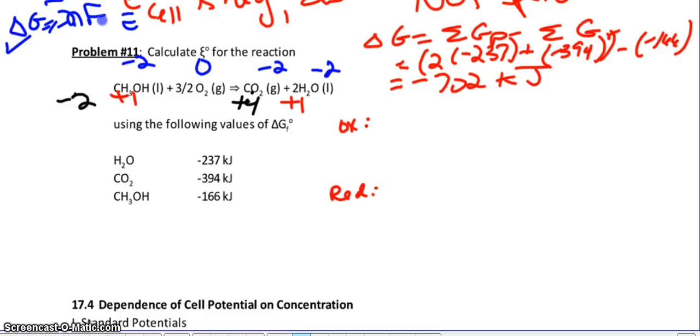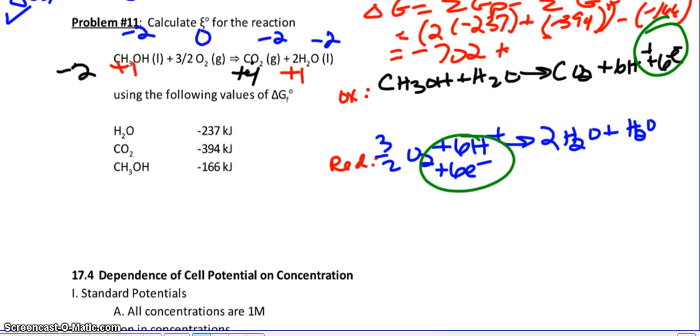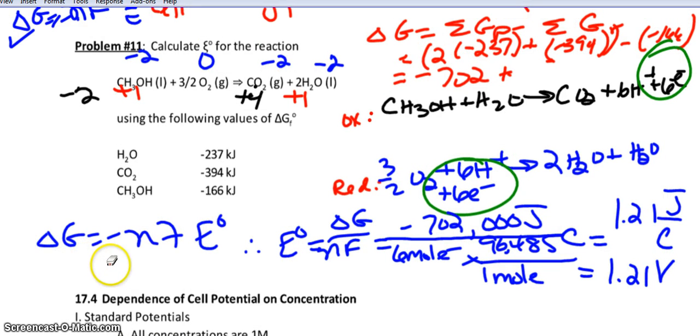So let's go ahead and do that. Let me write it out and then go for it. Okay, I'm running out of time, so I'm going to talk fast. Notice my electrons are 6. That's your N. Let me go ahead and finish solving for E. All right, here it is. Solve for E, plugged it in. I got 1.21 joules over Coulomb.